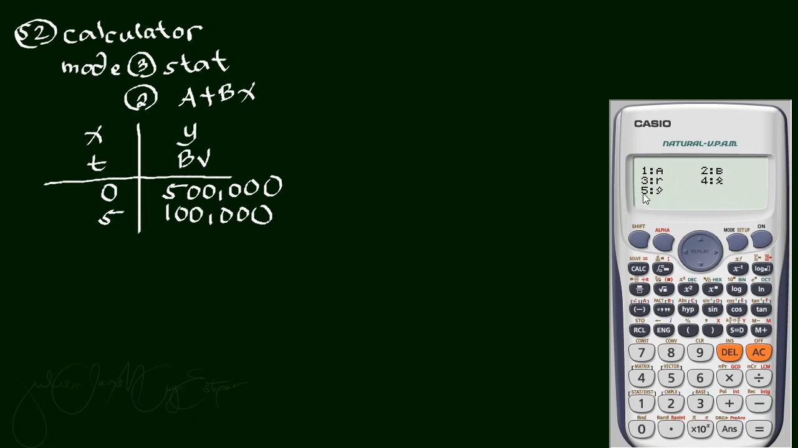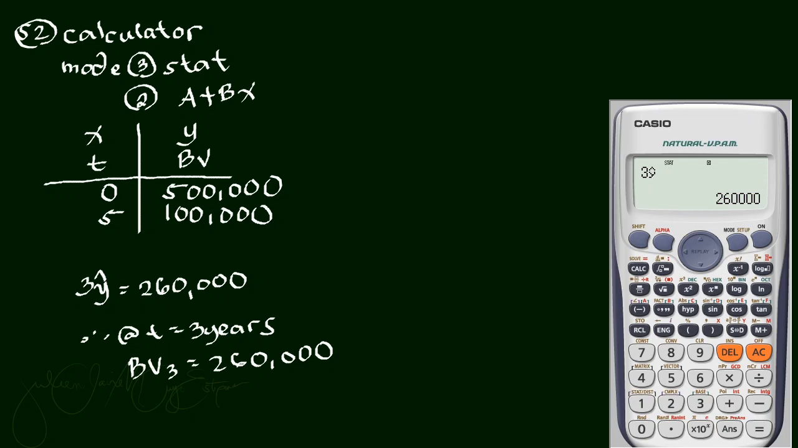So you click 5 again for the y hat, or y current, since we are required to get the book value. We are required to get the book value at the end of 3 years, so you type 3, and that is equal to, okay, that is still 260,000. So that is your 3 y hat, equal to 260,000. Therefore, at 3 years, your book value would be 260,000. That is the same as the result using the formula in the straight line method for depreciation.